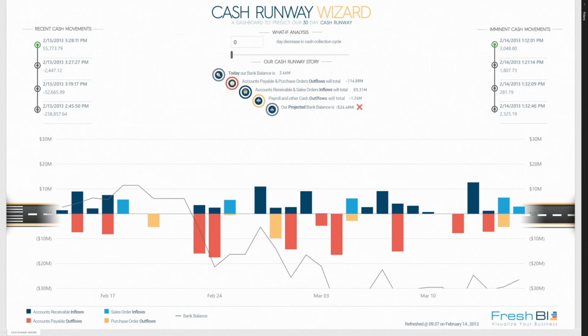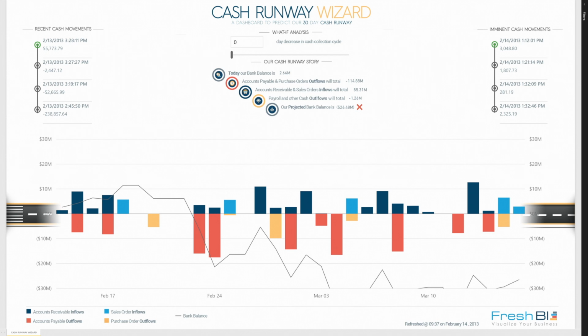The Cash Runway Wizard collects accounts payable and receivable info and projects the inflow and outflow of cash expected for the next 30 days. It then accounts for purchase orders and sales orders, which will transform into invoices and consequently impact cash flow. Then it accounts for payroll and other recurring cash expenses. And what you have is a view of your predicted working capital cash flows.